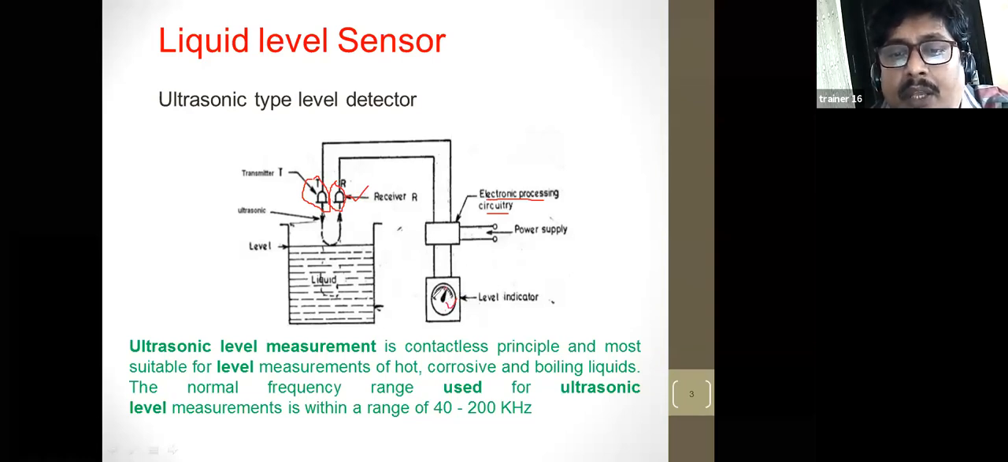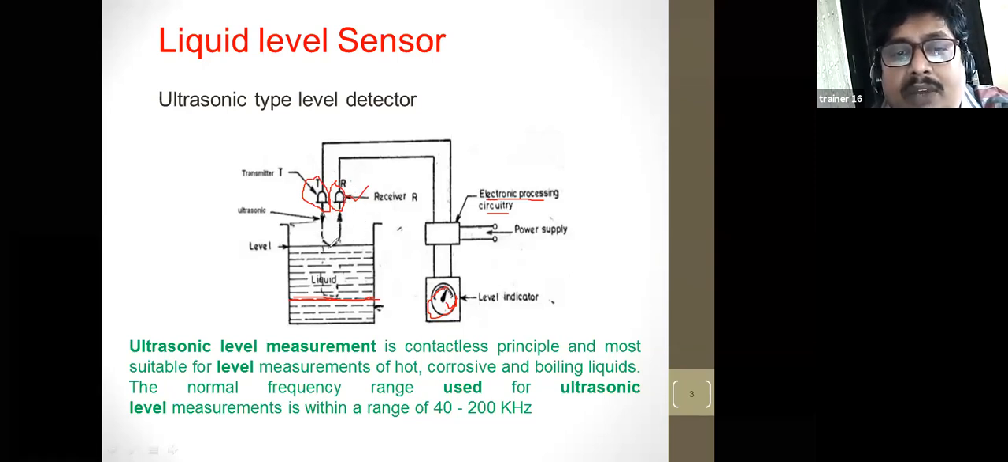Then automatically this time period will be calibrated and in turn used to show the level in the indicator. For example, if the level in a tank is up to this mark, see, some dotted lines are there. If you clearly observe, these are the dotted lines. If the level of the liquid in a tank is up to here, that means the time increases, and thereby the level decreases. The ultrasonic is transmitted by a transmitter and received by a receiver. The time period is more to be received by the receiver.